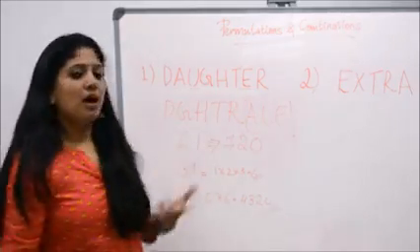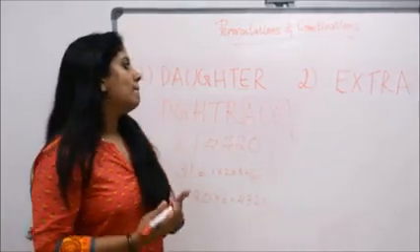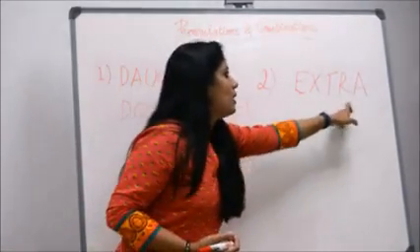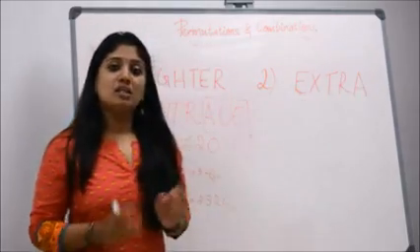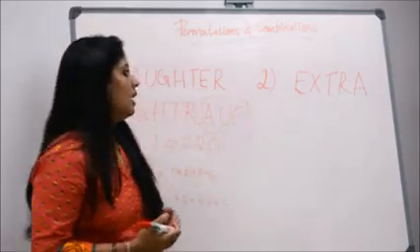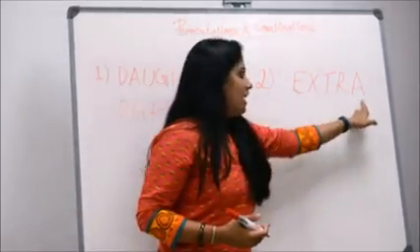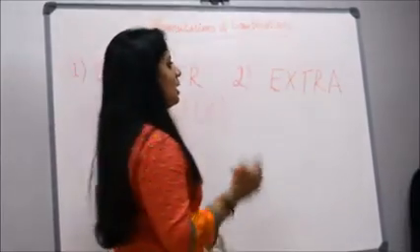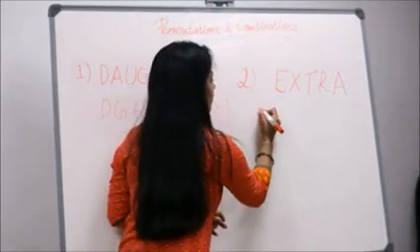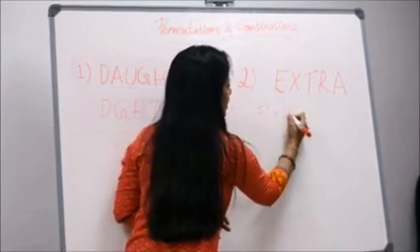Now the second part of the question was how many words can be made out of the letters of the word extra, keeping in mind the vowels are not together. Okay, so how do you solve such kind of questions? In this case, there are 5 letters, and so the total number of words that can be made out of 5 letters is 5 factorial, that is 120.